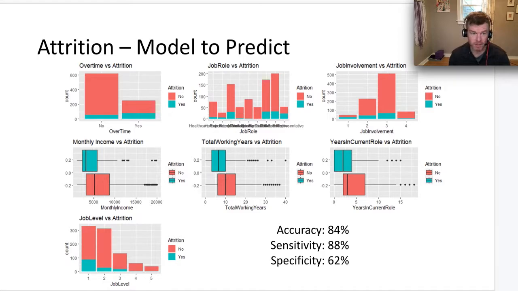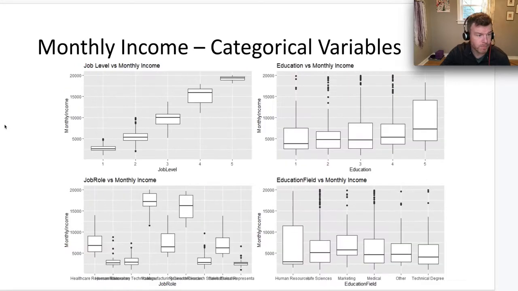We actually found that with these 7 variables, we could maintain our specificity of 62%, and any additional variables that were added did not change the specificity for us. So as you can see, specificity 62%, sensitivity 88%, and accuracy 84%.